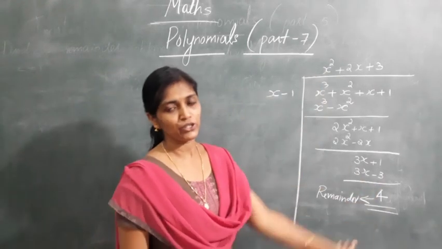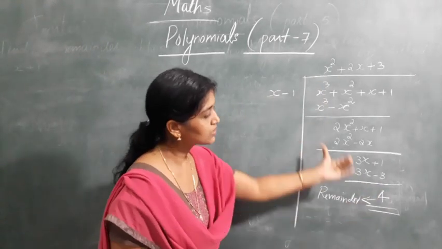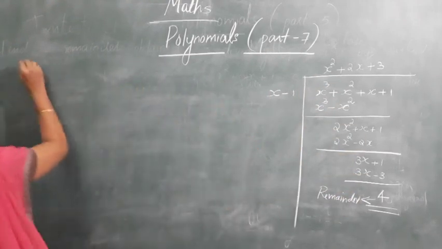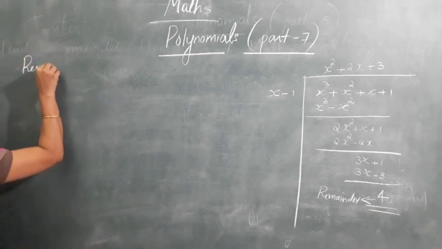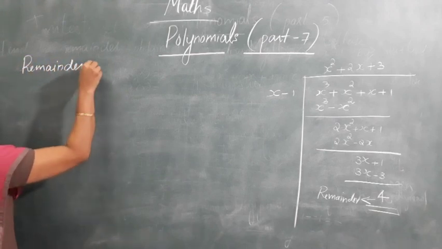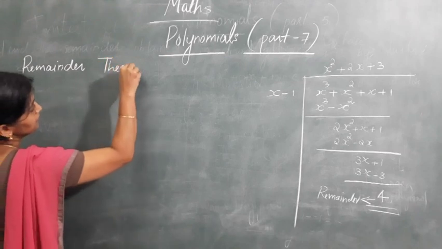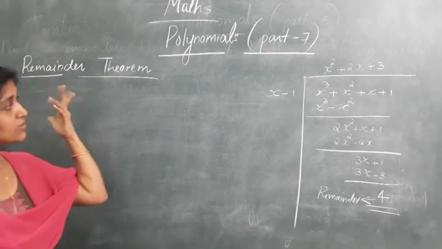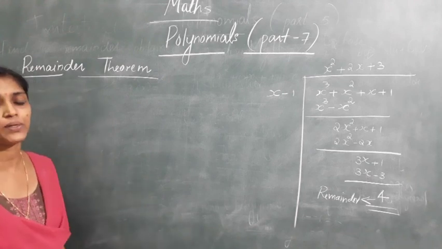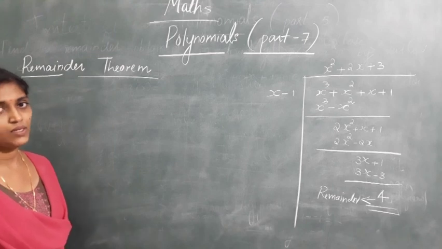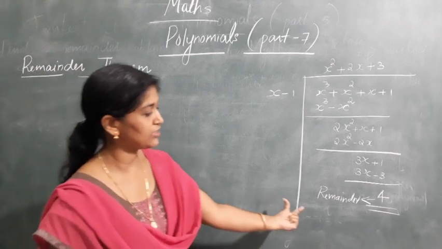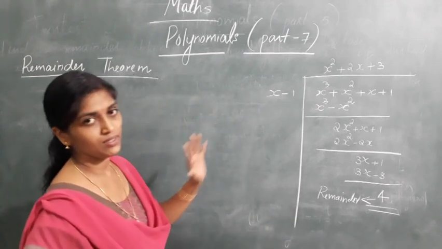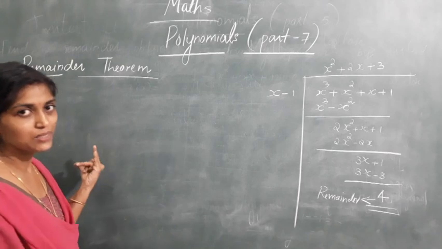So division is clear to you. Now from this we are moving to the theorem, that is the remainder theorem. Okay. Now, what is this remainder theorem? That's what we are going to study. So, remainder theorem is something related to the remainder of the polynomial. So, what is the remainder theorem? I am going to say the statement here.